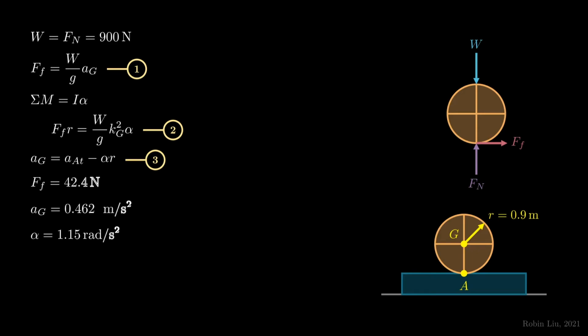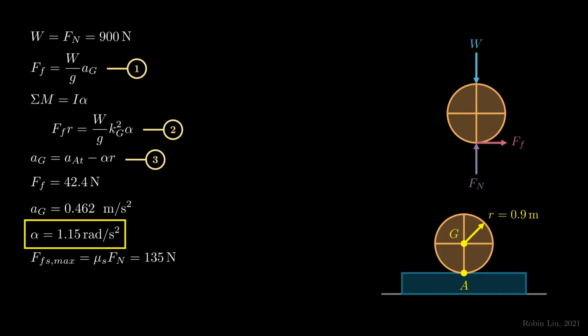Now we have 3 equations and 3 unknowns. We can find that the force of friction here is 42.4 newtons, which is below the maximum static friction. Therefore, the assumption of pure rolling was correct.